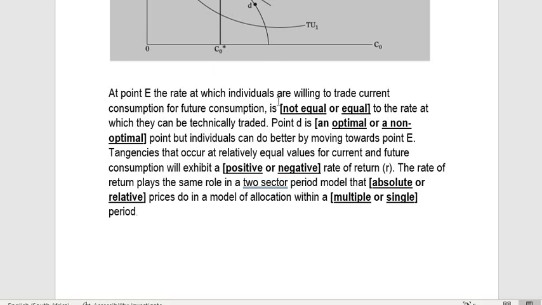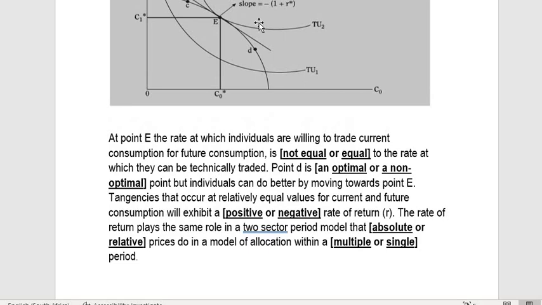The paragraph reads that at point E, which is this point over here, the rate at which individuals are willing to trade current consumption for future consumption is equal to the rate at which they can be technically traded. Point D is an optimal point, but individuals can do better by moving towards point E. That's because you have this tangency over here, and at a point of tangency, you know that the rate of willingness will be equal to the rate at which they can be technically traded.